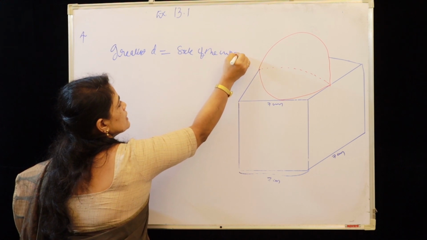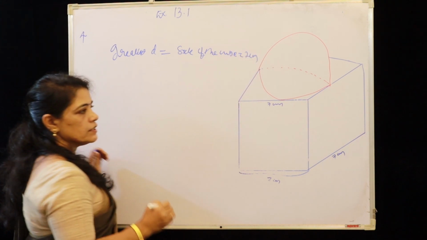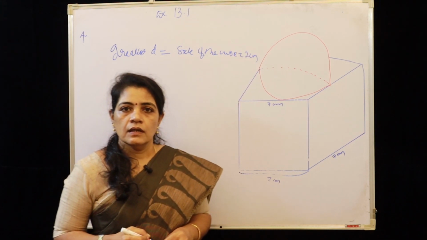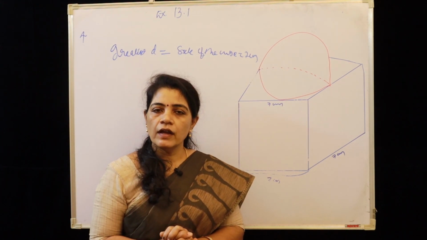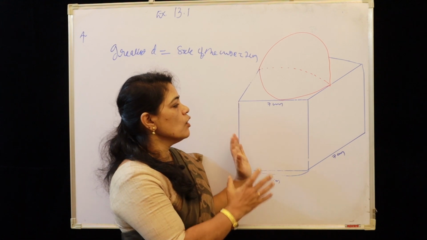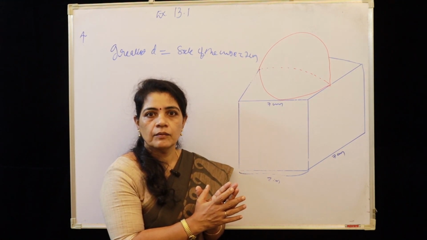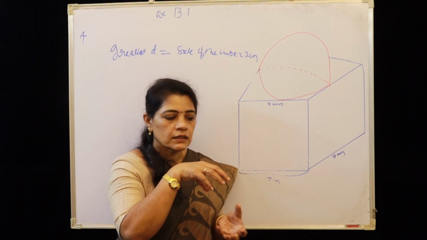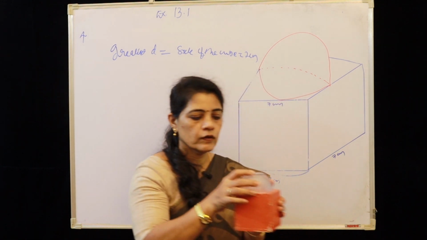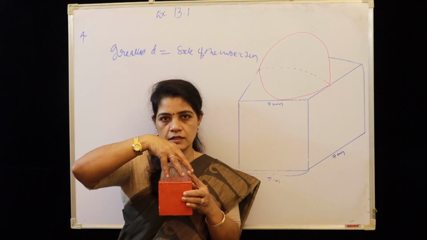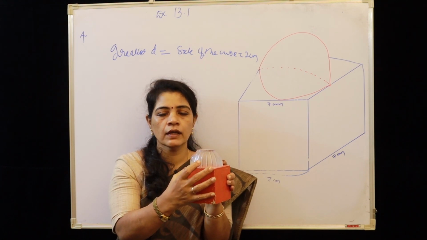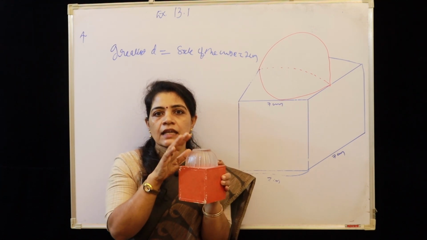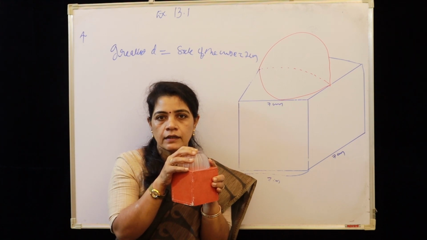That is equal to 7 centimeter. Is it clear, children? Yes. In the second part, what we have to find out? The TSA of the solid. That means when you keep that hemisphere over the topmost face. The solid is like this, I already told. So we have to find out the TSA of this entire solid.